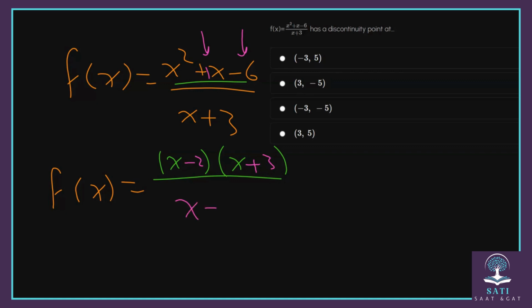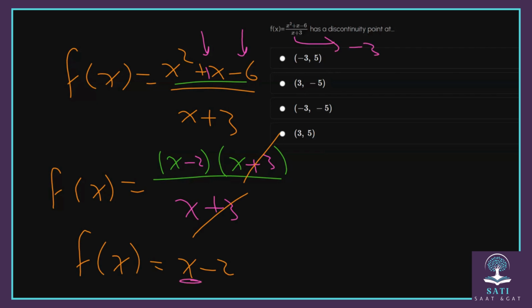Now here, x plus 3. You can now cancel x plus 3 and x plus 3. So f of x will become x minus 2. And what is x? X is at the point of discontinuity, x is -3. Now plug in -3. -3 minus 2 is going to be -5.